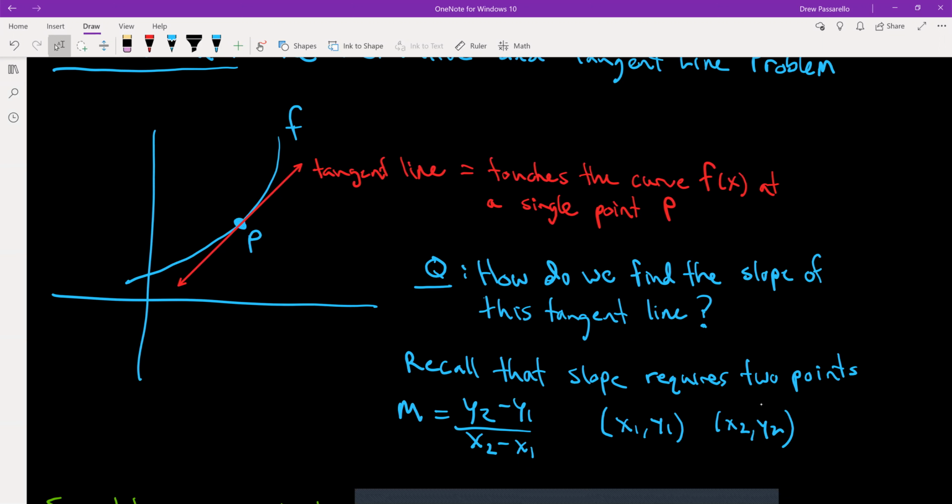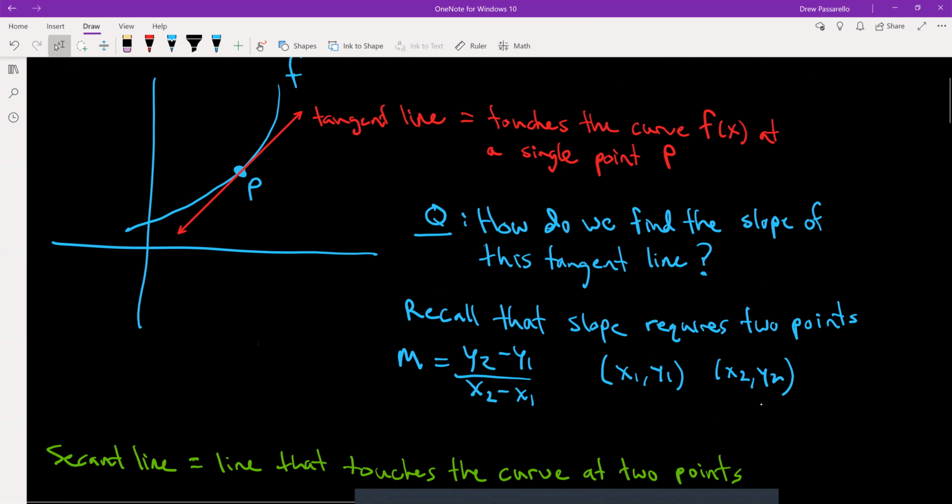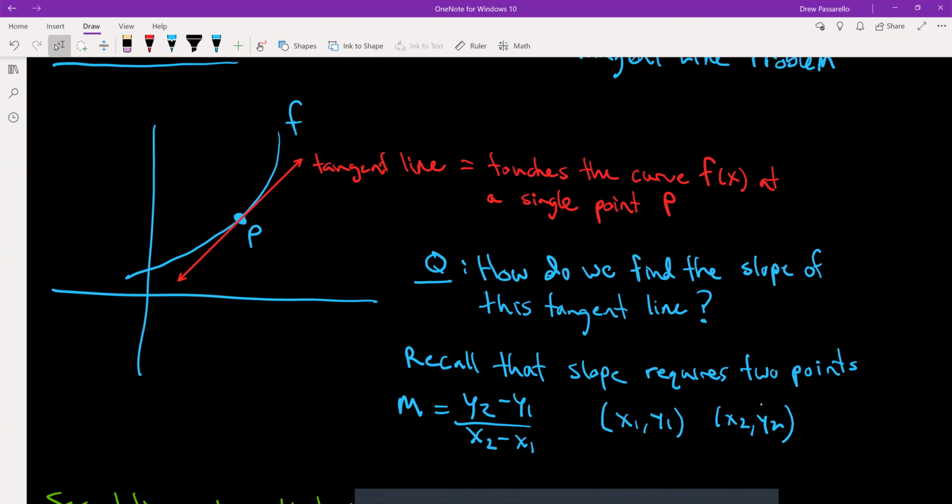So recall that slope requires knowing 2 points. m is equal to y2 minus y1 over x2 minus x1 for the points (x1, y1) and (x2, y2). So we're left with a problem here because a tangent line only touches the curve at one point, but if we're trying to find the slope of that tangent line at the point that it touches, how do we find the slope when the slope requires knowing 2 points?